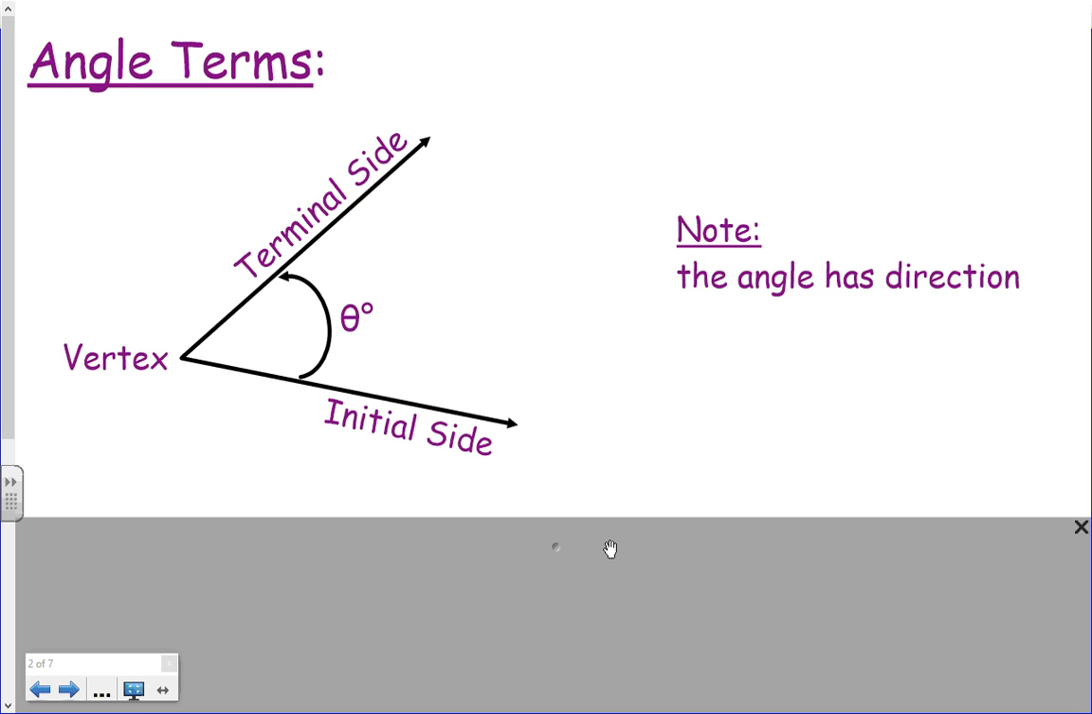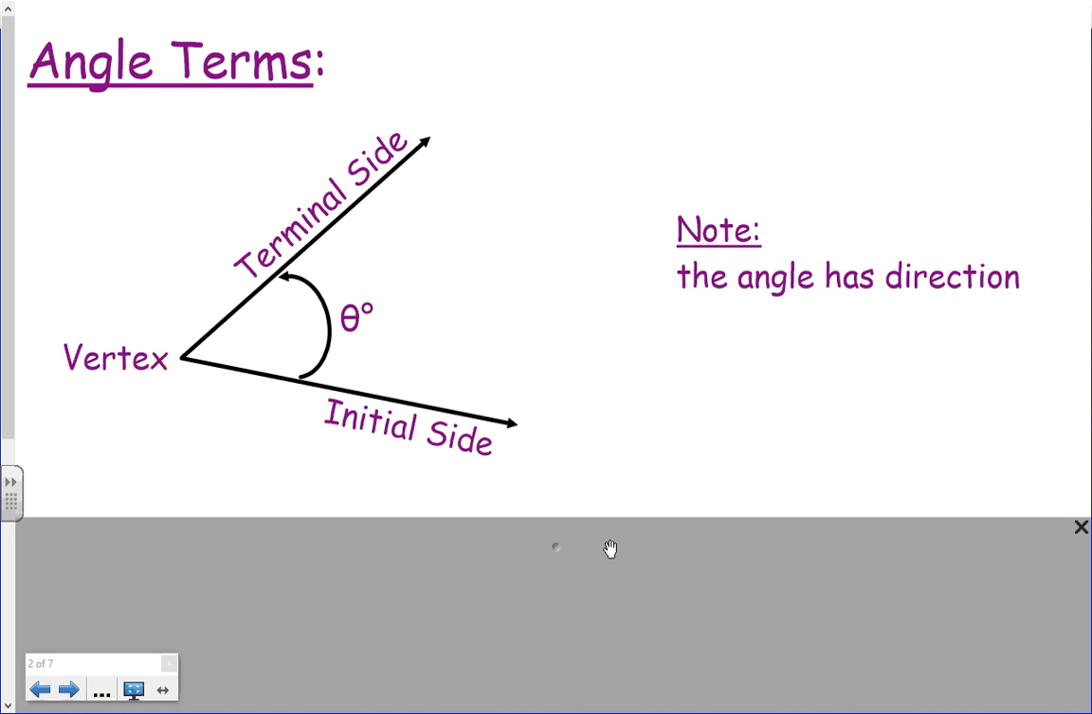And the reason that we do that is because our angle, when we go to measure it, will have a direction. Notice that I'm not just simply using a little arc there to indicate that angle theta, but rather it's actually an arrow that starts at the initial side and heads towards or ends at the terminal side. Your angle will have a direction to it. And that's what the note over there on the right says. The angle has a direction.